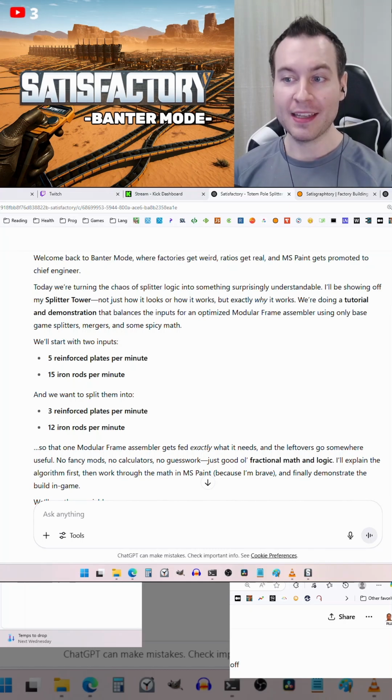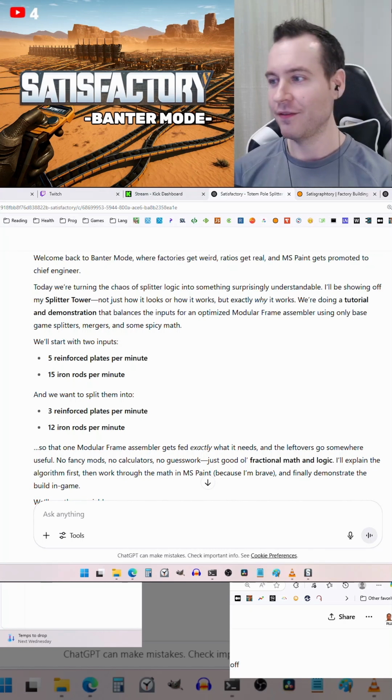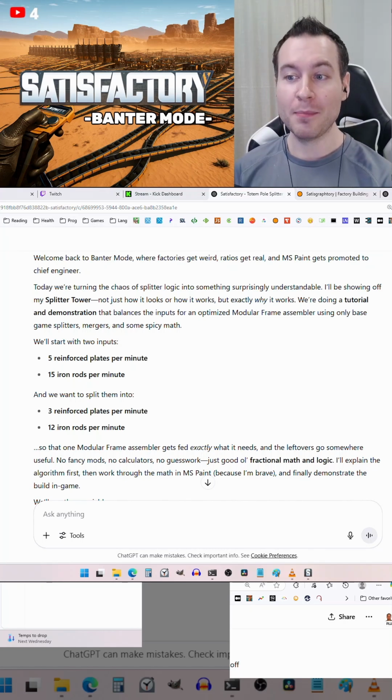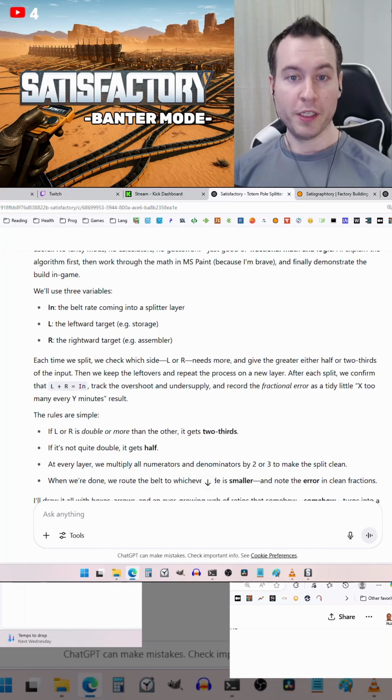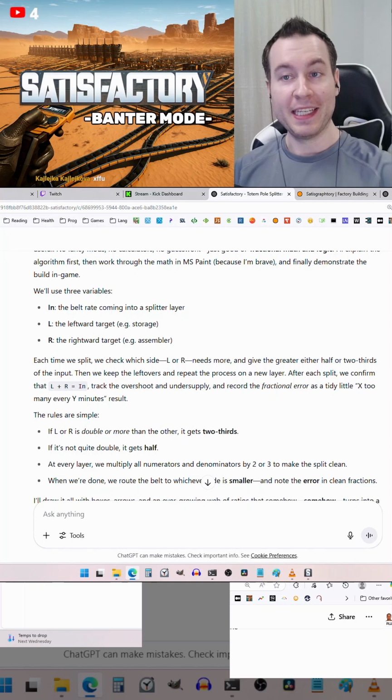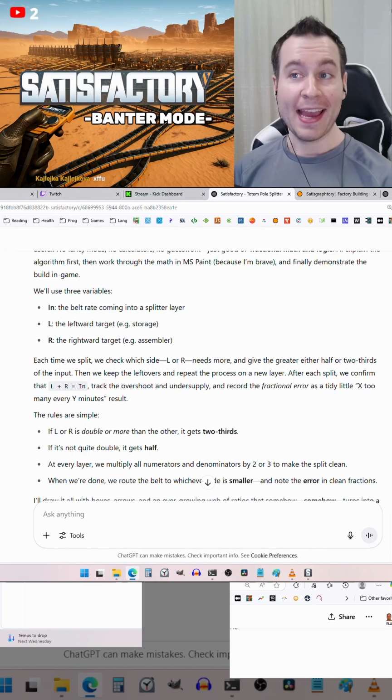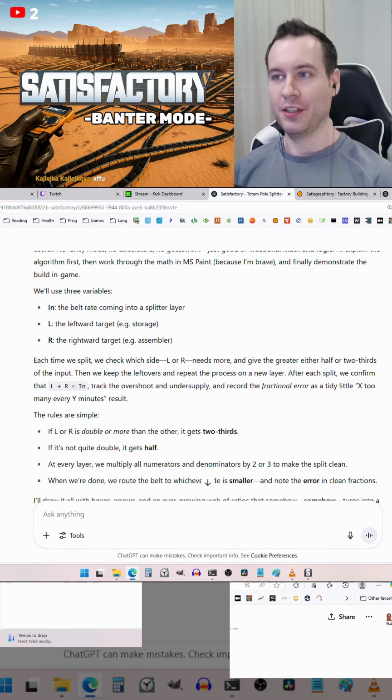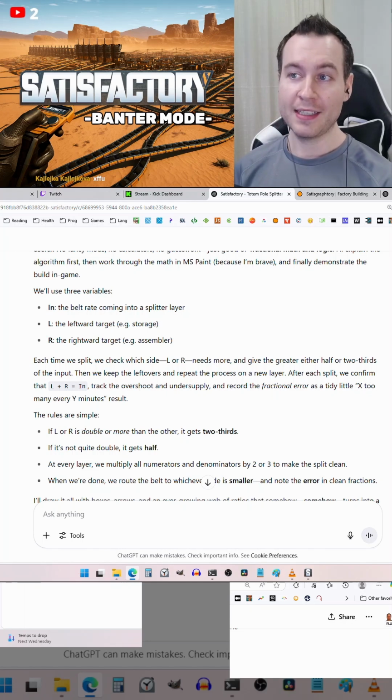I'll explain the algorithm first, then work through the math in MS Paint because I'm brave, and finally demonstrate the build in-game. We'll use 3 variables: in, the belt rate coming into a splitter layer, L, the leftward target, storage for example, and R, the rightward target, for example, an assembler.